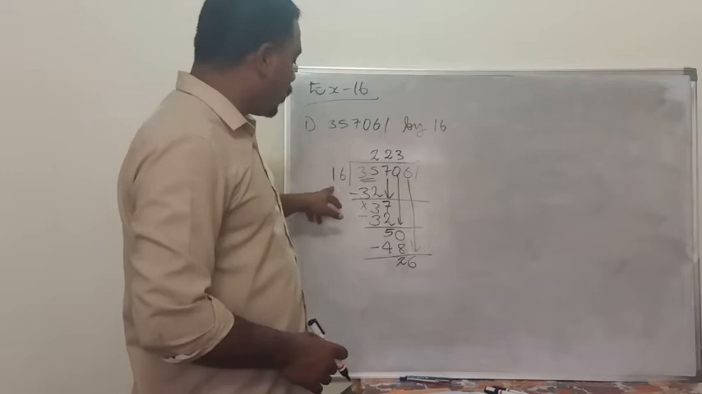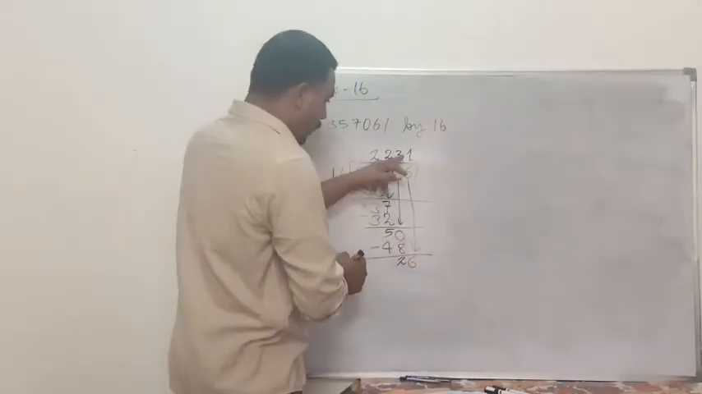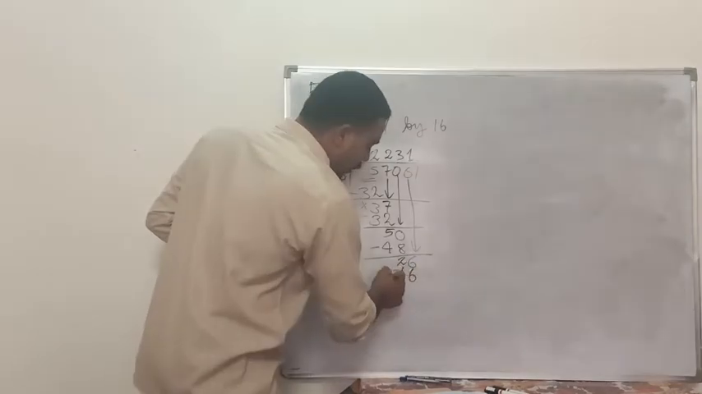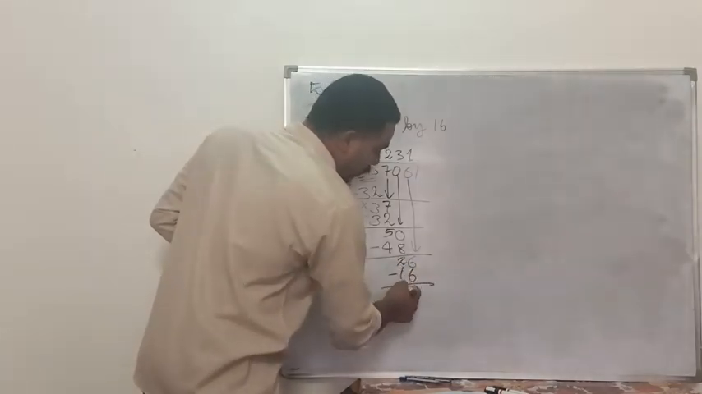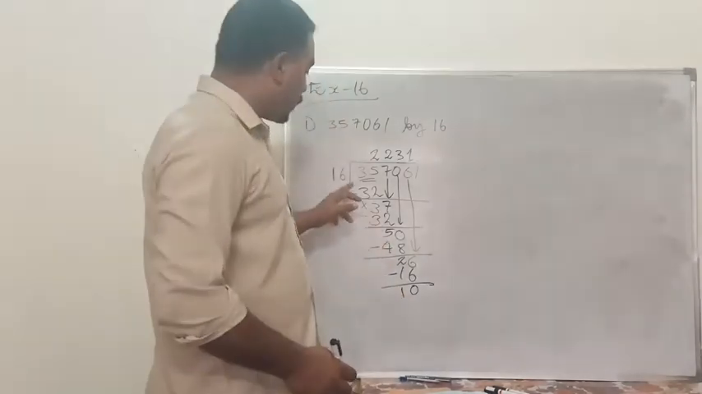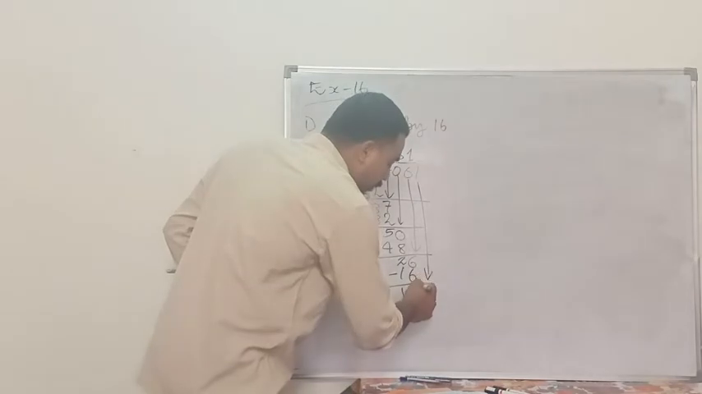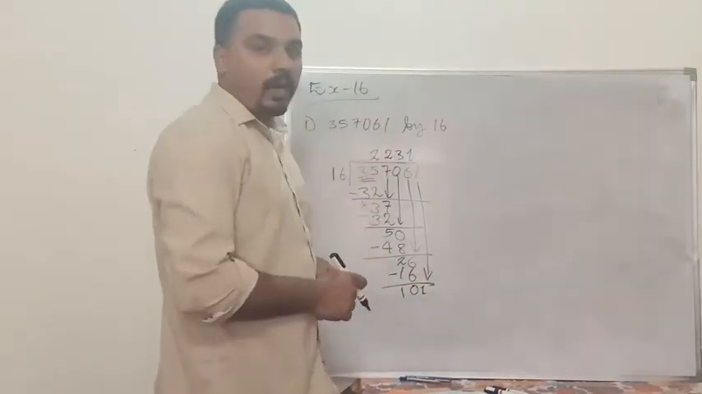How many times will 16 go? One time only. So 16 ones are 16. Minus. Here it is 2 minus 1 is equal to 1. So 10 is less than the divisor. So take the 1 down here. So it will be 101.